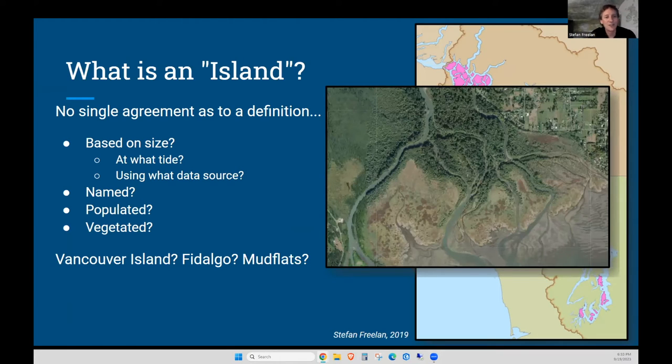I, as a young geographer, thought, well, I'll just go to the State Department of Natural Resources and I'll get the definition that Washington State uses for what is an island. And lo and behold, there is no such thing. We don't have a definition for an island. I mean, we all know what an island is, but if you want a definition of this is an island and that's a rock, it doesn't exist. And if it did exist, it'd be different for BC versus Washington versus Canada. All right, so different purposes, different definitions.